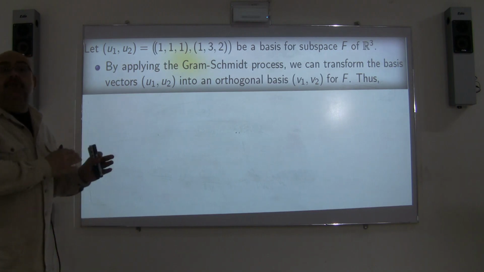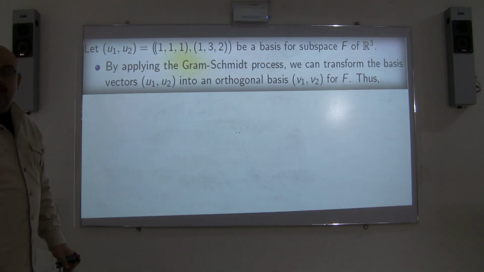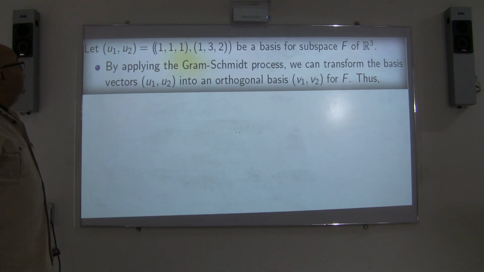Okay, let's do this problem. I have U1 and U2: (1, 1, 1) and (1, 3, 2). It says they are a basis for a subspace F of R3.